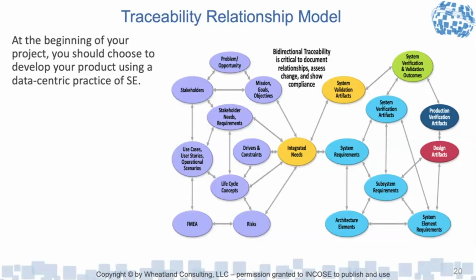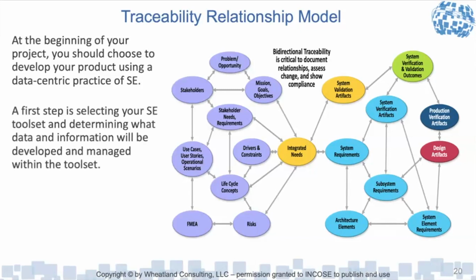In a data-centric world, everything's electronically managed, allowing you to establish these relationships within the tool set, which is really important when it comes to change management. So if a change occurs anywhere in this matrix, you can see what the impact of that change is on anything else that is traced to that particular entity.